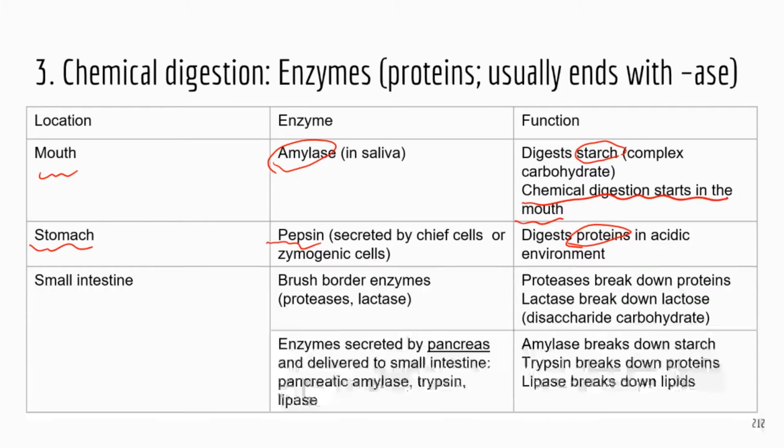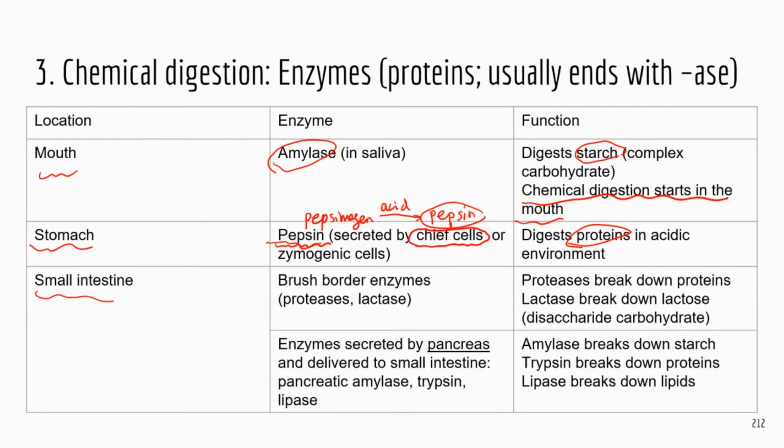Another reason is that the acid can activate pepsin. So the precursor for pepsin is called a pepsinogen. When pepsinogen is in a very acidic environment, it can be converted to the active form, which is a pepsin. So pepsin can digest proteins. And the pepsinogen is created by the chief cells in the stomach. Chief cells. I don't think TEAS will ask you about chief cells and chief cells secreting pepsin, but just in case. All right, next part is small intestine.